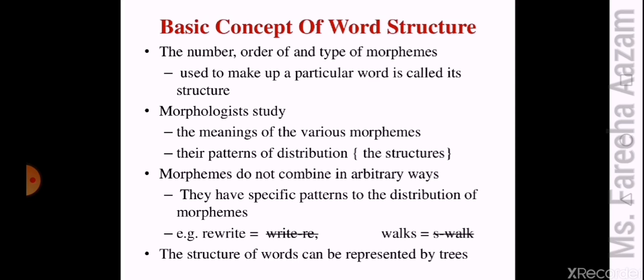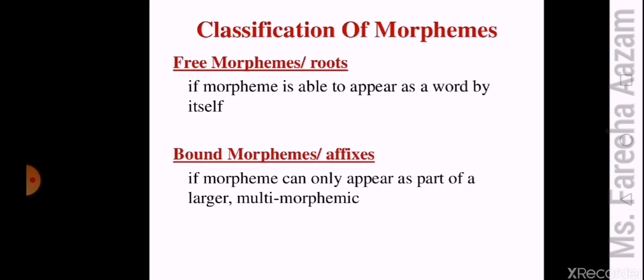Morphemes do not combine in arbitrary ways. Actually, they have specific patterns of distribution, like rewrite or walks. There is a pattern: first there is re, and the next is write. Similarly, in walks, first there is walk, and at the end of walk there is s, and there is a specific pattern. The structure of a word can be represented by trees.